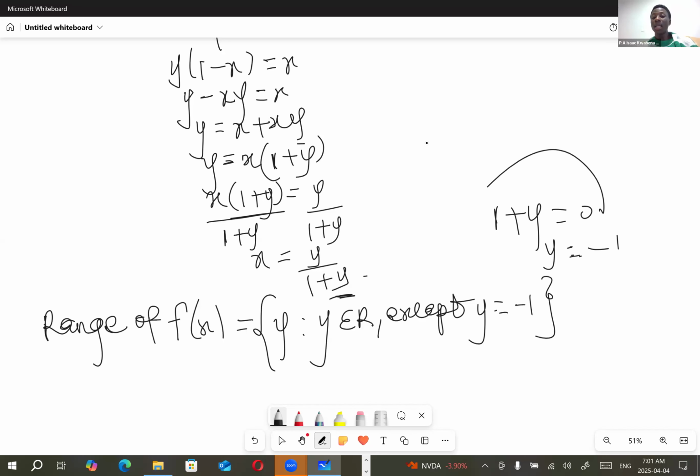So any value of y you put in the function will yield a value of x, with the exception of when y is equal to -1. If you put -1 there, the denominator will be 0, and any fraction with a denominator of 0 is undefined.